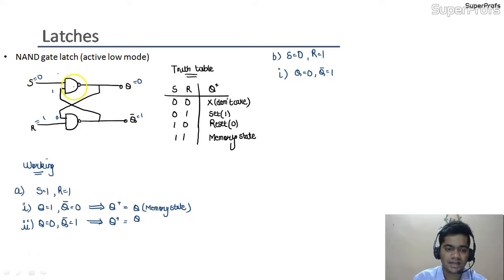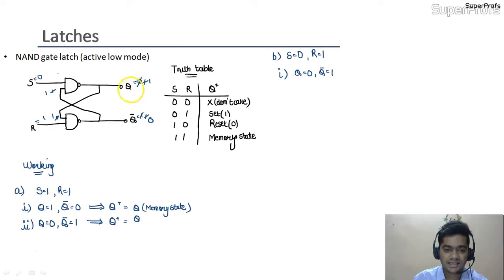So 0 1 NAND gate would give us 1 and 0 1 NAND gate would give us 1. So we are getting output as Q equals 1 and Q bar equals 1. But this is not the final stage. This is an intermediate stage, and again we give these outputs to the NAND gate as a feedback. So it is 1 and it is changed to 1. Now 0 1 NAND gate would lead to 1 and 1 1 NAND gate would lead to 0.